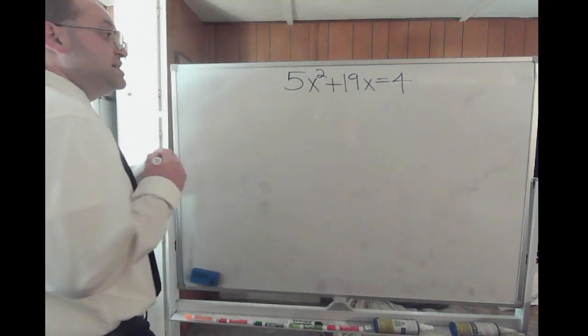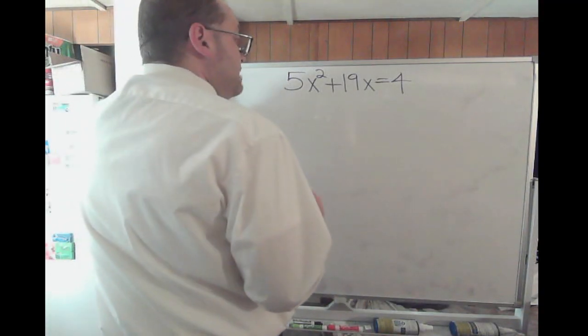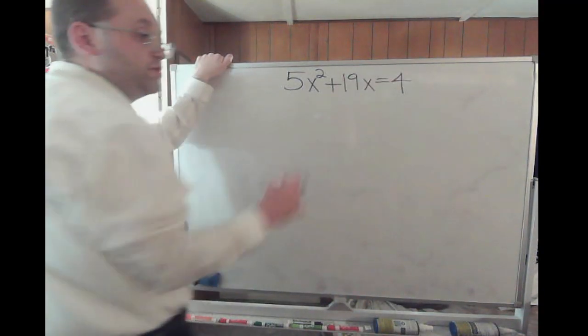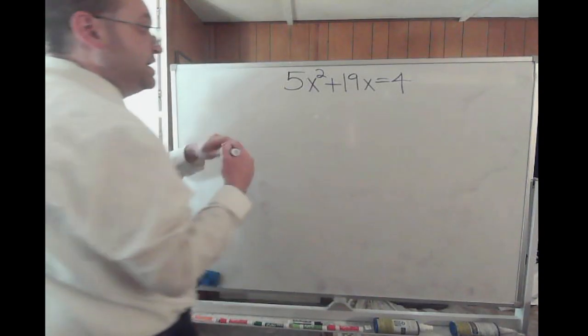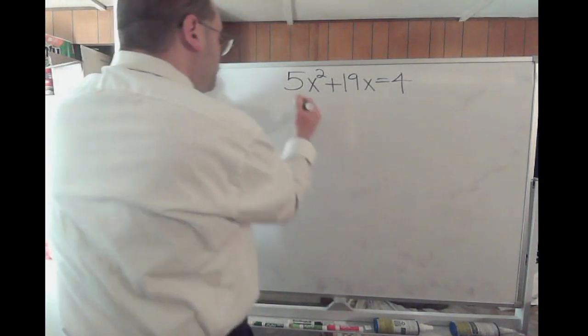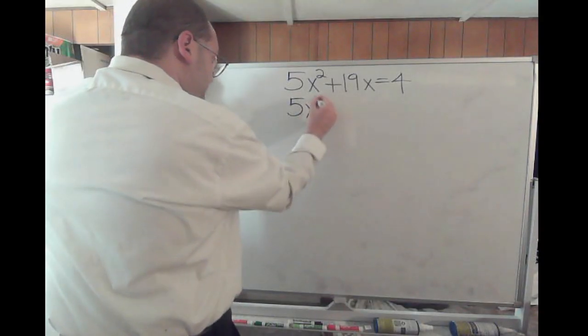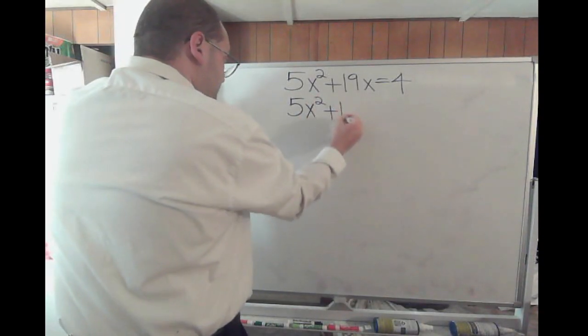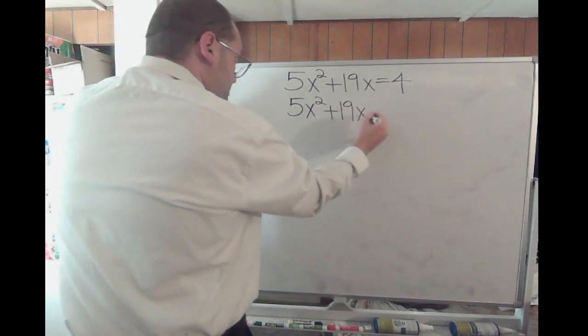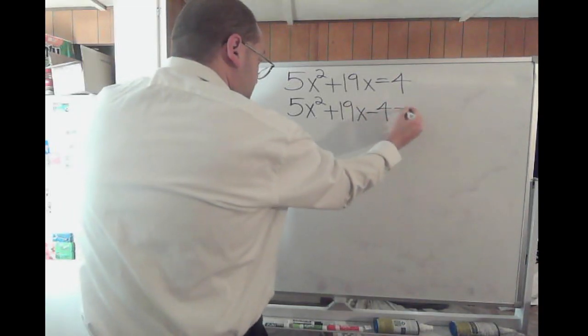How about factoring? Well, if we want to attempt to factor this, that means we need to get rid of the 4 on the right-hand side, make the right-hand side equal to 0. So you would subtract 4 from both sides. And if we did that, you would get 5x squared plus 19x minus 4 equals 0.